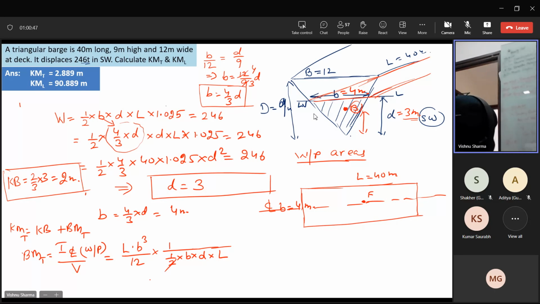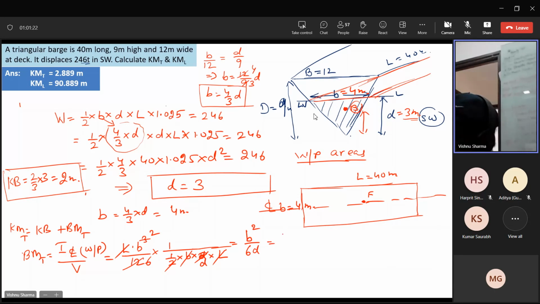Now what happens? This 2 cancels this and makes it 6. This small b gets knocked off with here. D remains here as it is. Sorry, D does not get knocked off. L gets knocked off. And this leaves me with b square upon 6d. This was another formula you were asked to mug up in phase 1. You remember? Yes or no? Yes, sir. For a triangular barge, BMT was b square upon 6d, where b was at the water line. Correct?